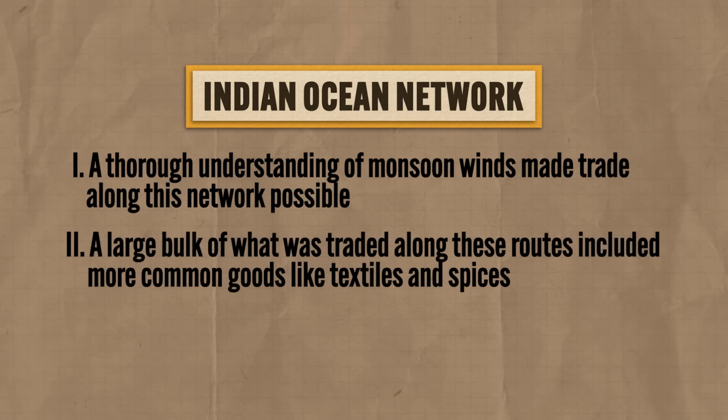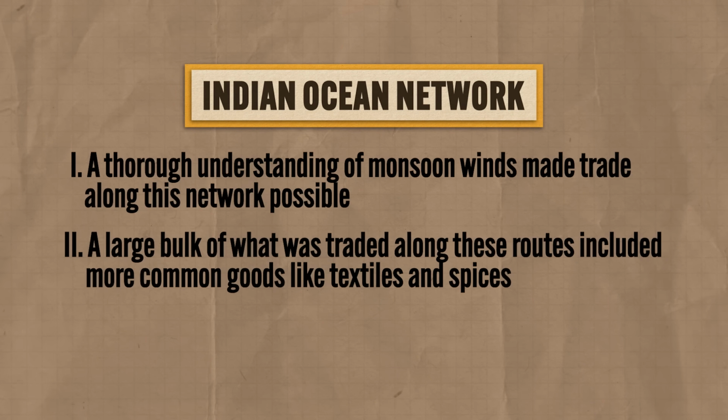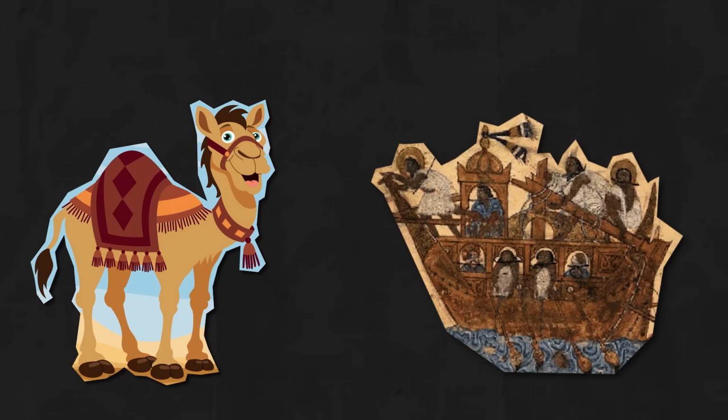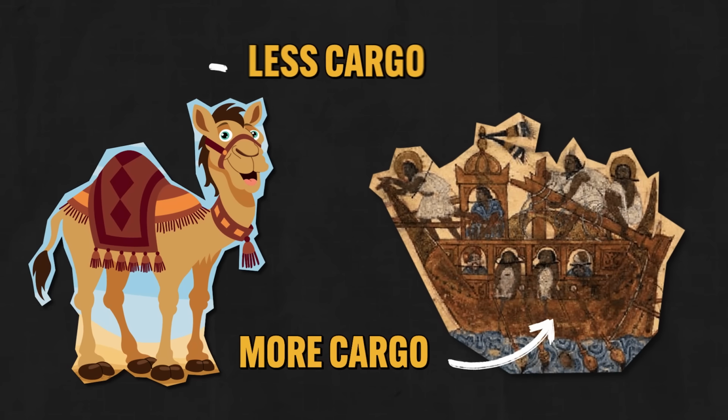Now, in contrast with the Silk Roads, a large bulk of what was traded along these routes included more common goods like textiles and spices. And that's because the hull of a ship could hold way more cargo than the back of a camel.